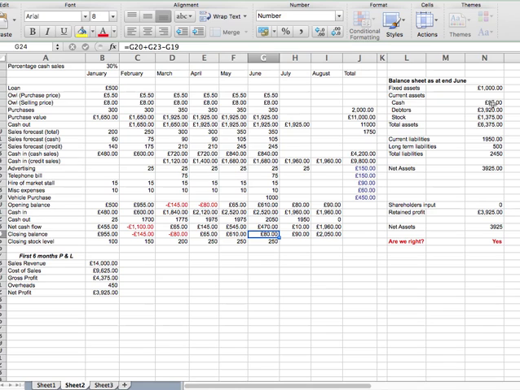Now we're not actually going to do double entry bookkeeping, but the principle is every financial transaction has a double action, double consequence. So I just want to take these out again, and we should be back to where we were. Yep, we are back to where we were.